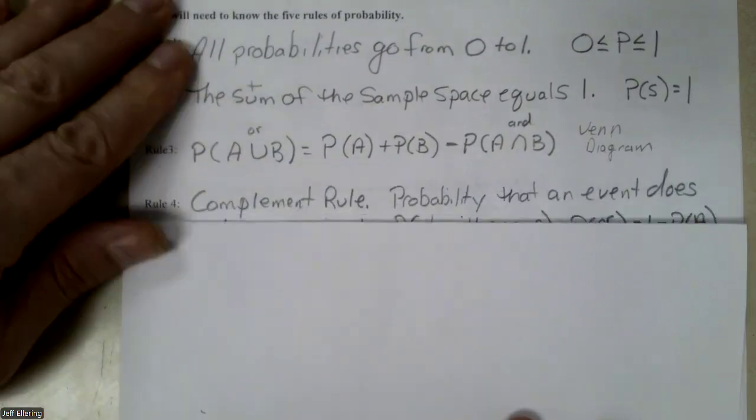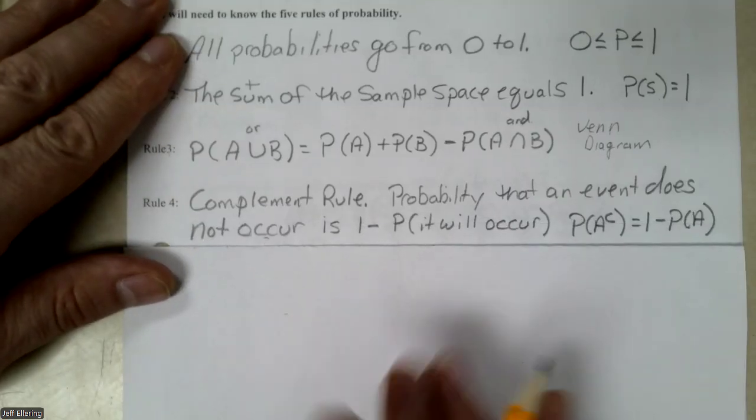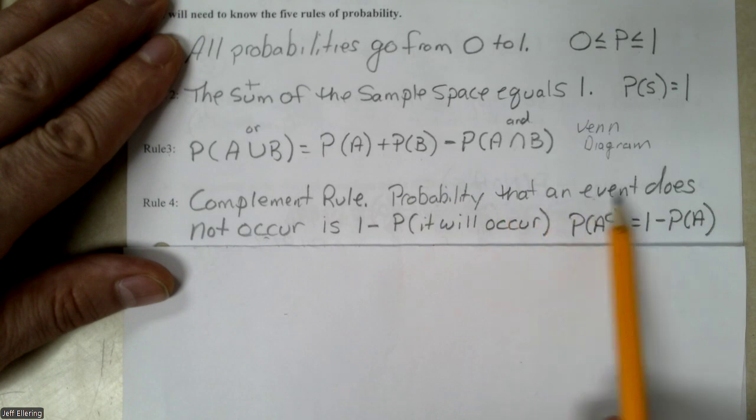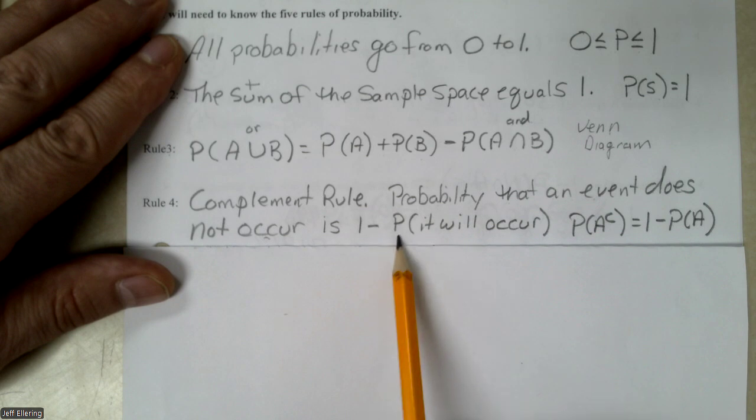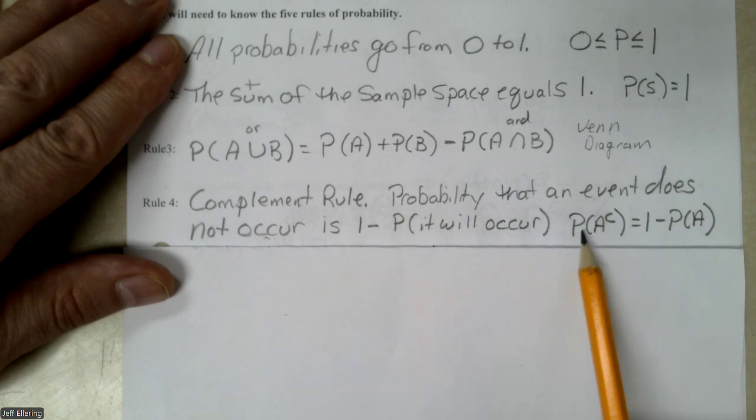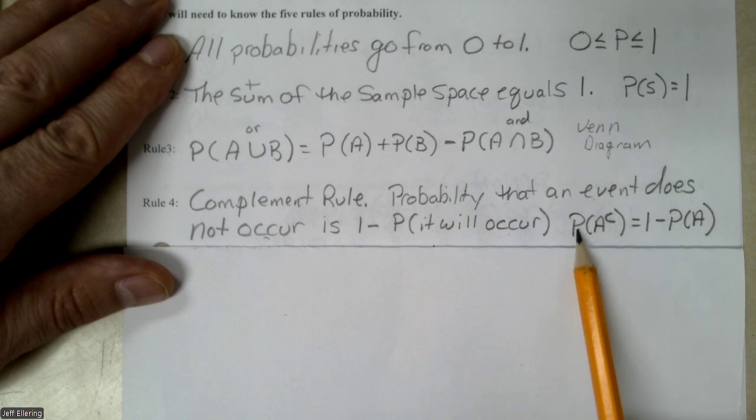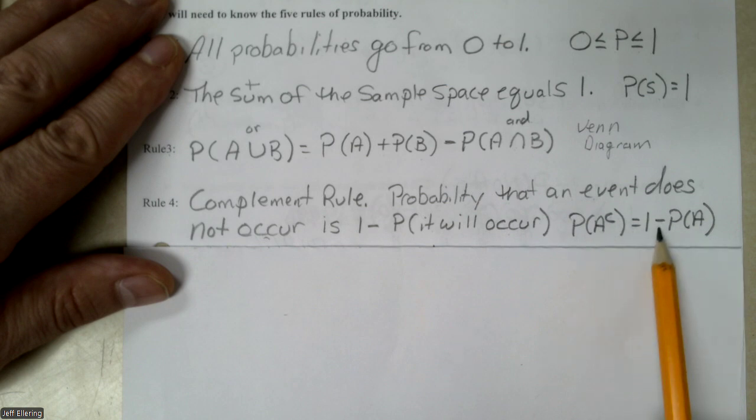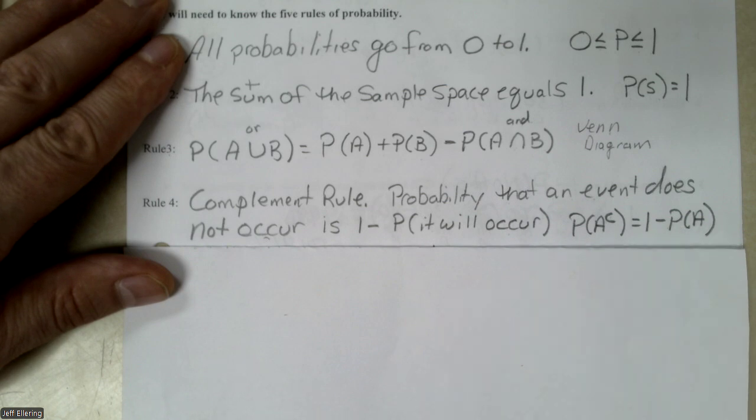Okay, rule number 4. It's the complement rule. The probability that an event does not occur is 1 minus the probability it will occur. Okay, and then the symbol for that, you might see a little C here. The probability that event A will not occur is 1 minus the probability that it will occur.